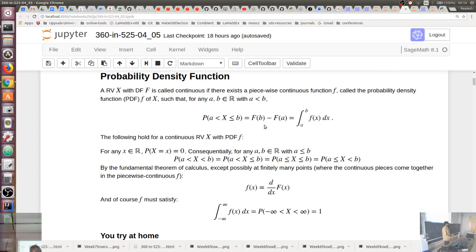F of b minus F of a: F of b tells us everything to the left of b, the probability to the left of b. And F of a tells us the probability to the left of a, and a is to the left of b, less than b. So if you just subtract the capital Fs, you get the probability. This is just the definition of F of a pretty much. But then this is the slightly new part: this is the definite integral of the probability density function, lowercase f.